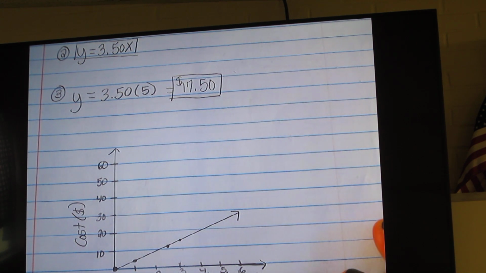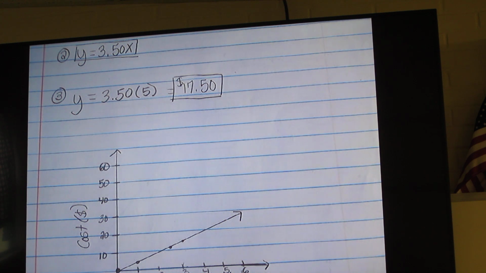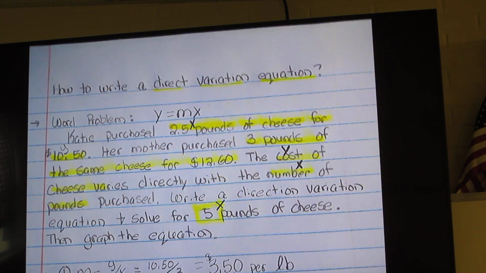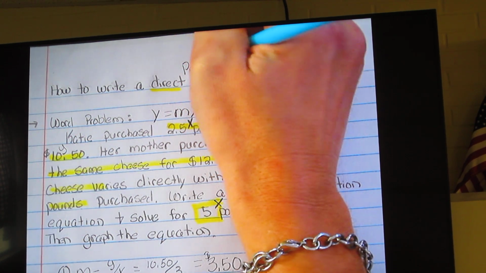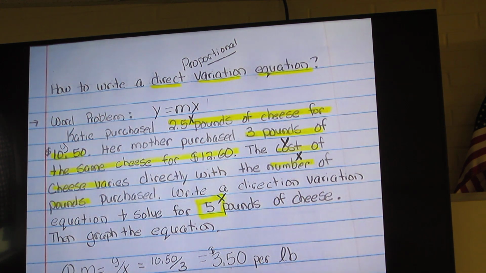My students struggle with direct variation equations. So if you struggle with direct variation equations, another way to say this, if you don't really know what I'm talking about, your teachers may refer to it as equations for a proportional relationship. That's what this would be as well, because basically you don't have a starting amount. You just have that amount that's reoccurring over and over, that amount per pound.